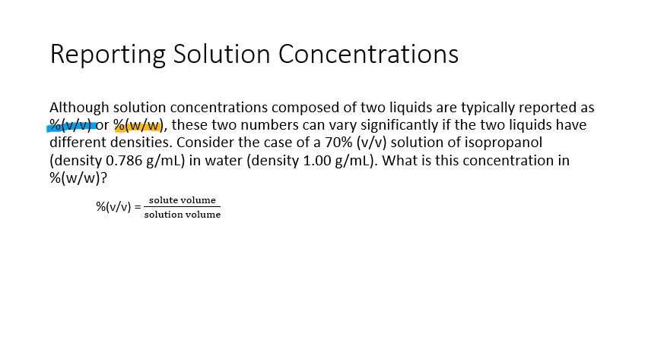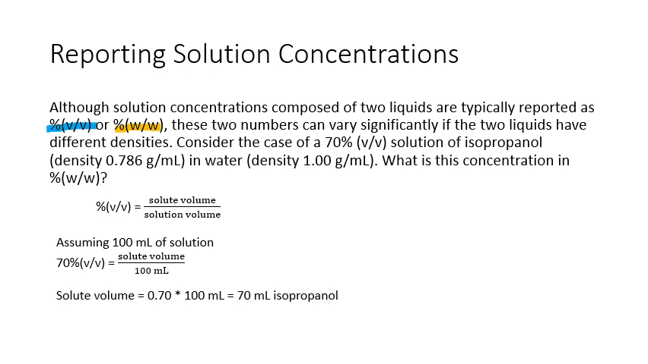Normally a V/V calculation just tells you how many milliliters of solute you have divided by the total volume. So if we had a 100 milliliter solution, a 70% V/V solution means that we have 70 mils of isopropyl alcohol and 30 mils of water. That's just like we did on the previous page: if we had 70 mils of isopropanol and added it to 30 mils of water, we'd have a total of 100 milliliters of solution.